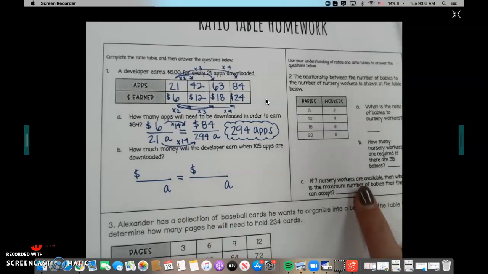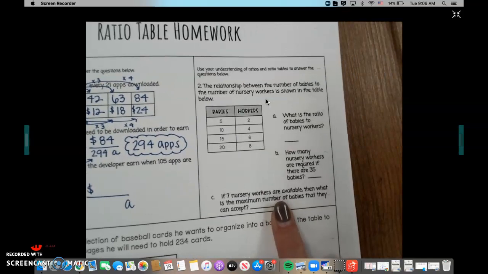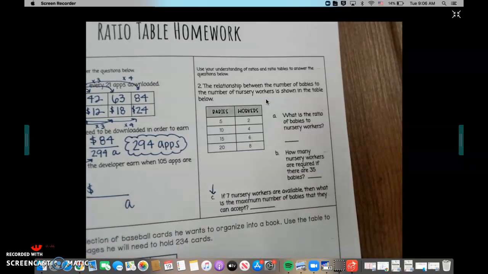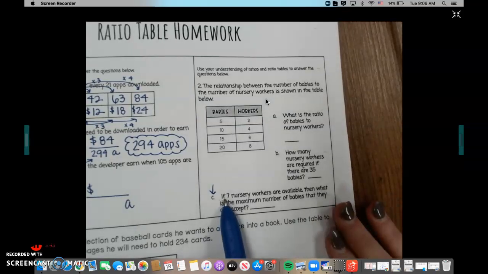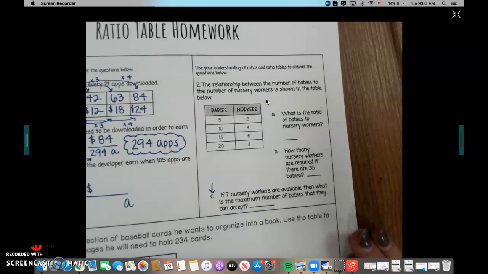The other one we're going to look at is number 2. So will you guys direct your eyes to number 2 for me and go down to letter C. Okay? This chart right here is already filled out. It says the relationship between the number of babies to the number of nursery workers is shown in the table below. Okay? So if we skip down to C, it says, if 7 nursery workers are available, then what is the maximum number of babies that they can accept?